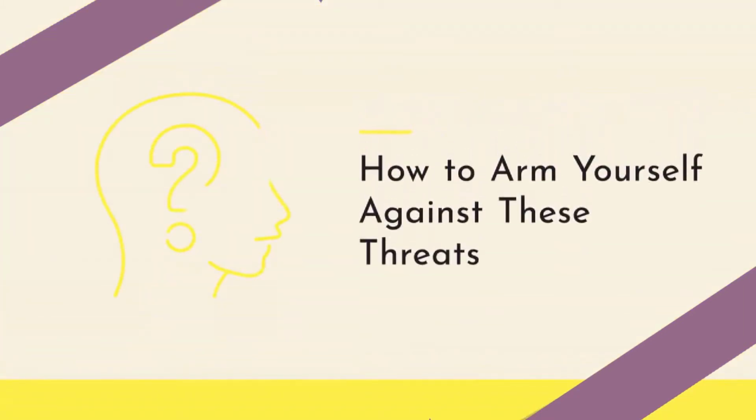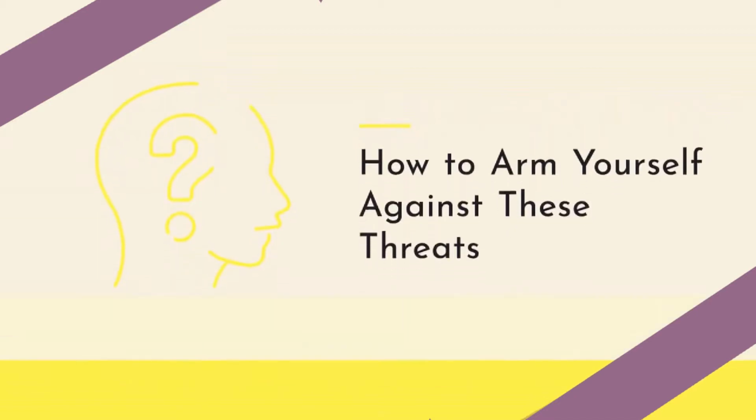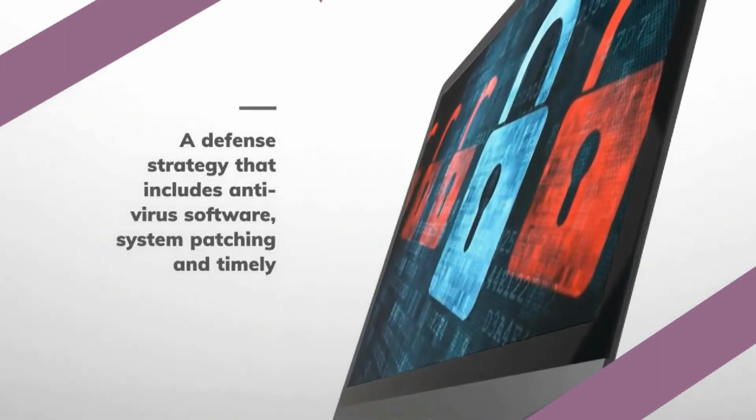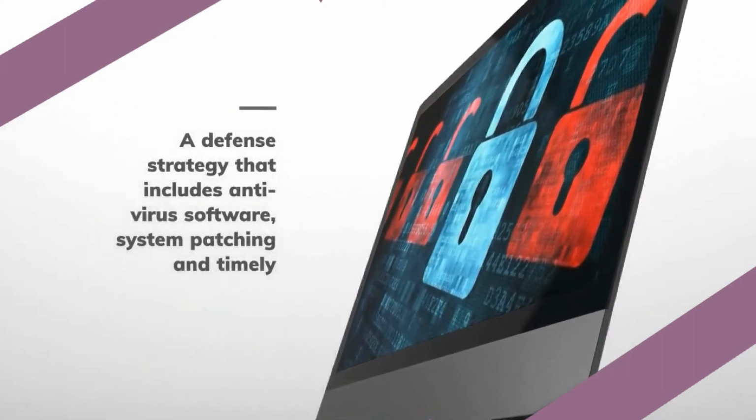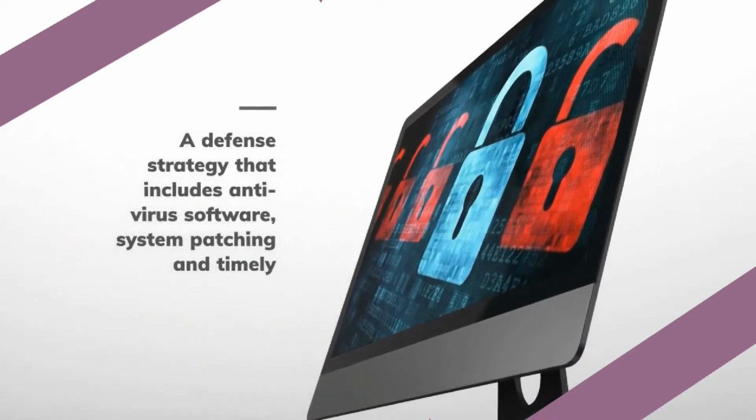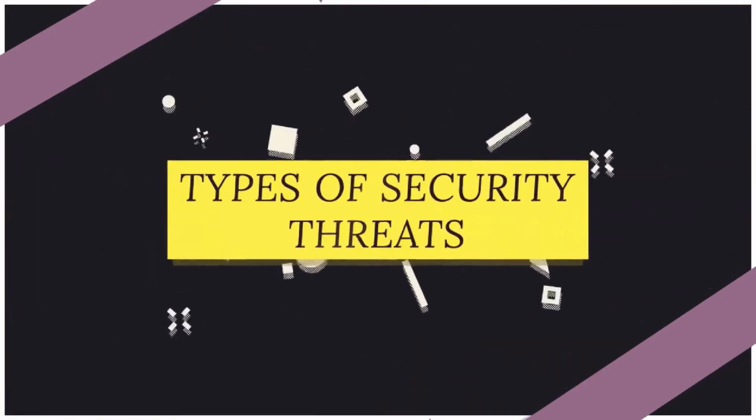How to arm yourself against these threats? The list of system security threats is extensive and growing. A defense strategy that includes antivirus software, system patching and timely software updates is key to combating the problem. For system administrators and end users alike, understanding the differences between these threats is the first step towards being able to eradicate them.